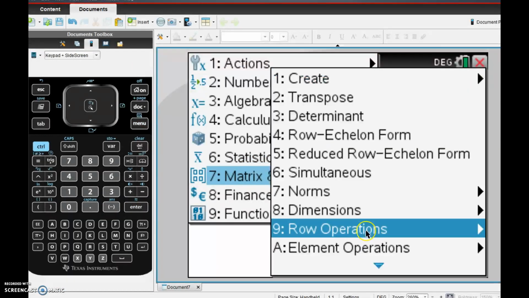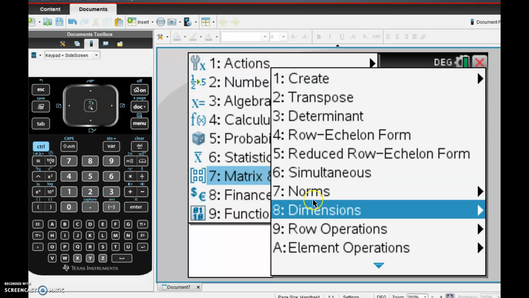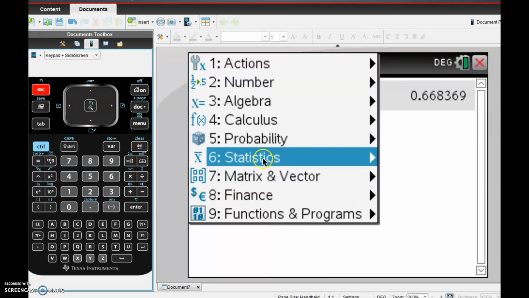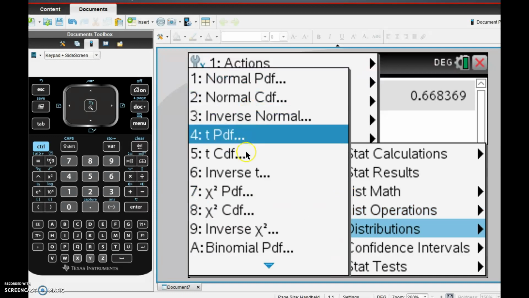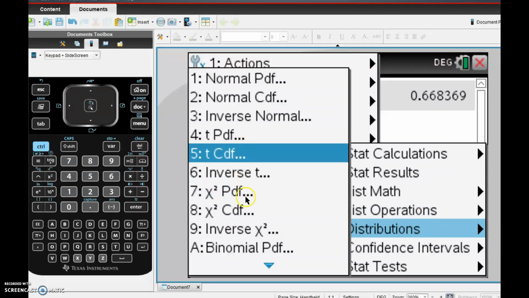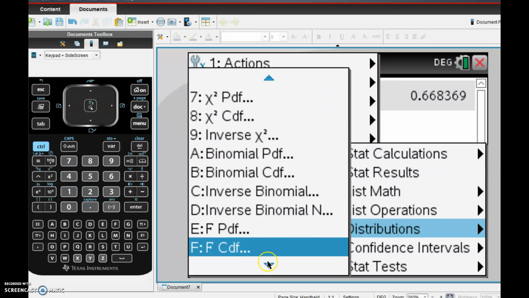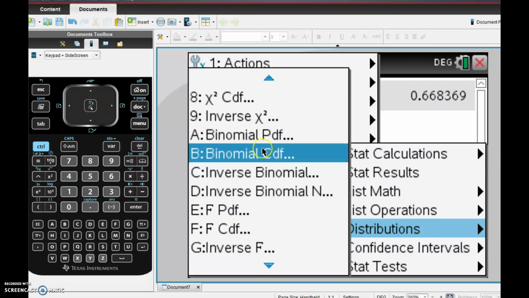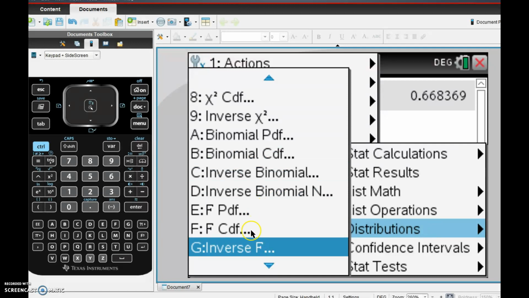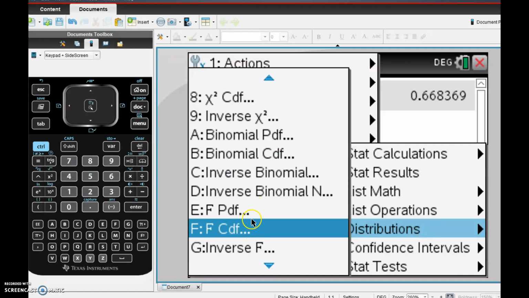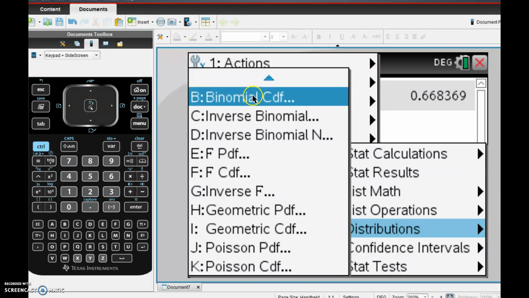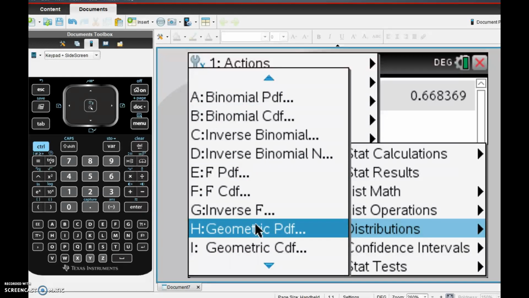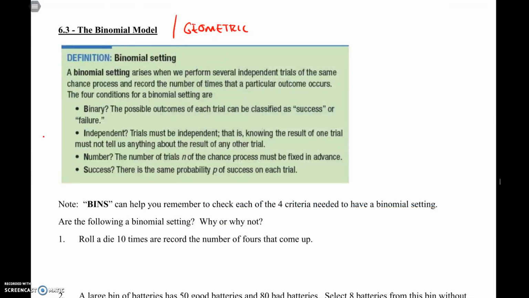Up to this point, when we go to our distributions, we've only done the normal distribution. We're going to do the t and chi-squared later. Those are continuous distributions. But if we go a little bit further down, we've got our binomial and F and geometric and Poisson, some of these other ones. We're really just going to do the binomial and the geometric. So we're going to learn how to do some more of those CDFs.